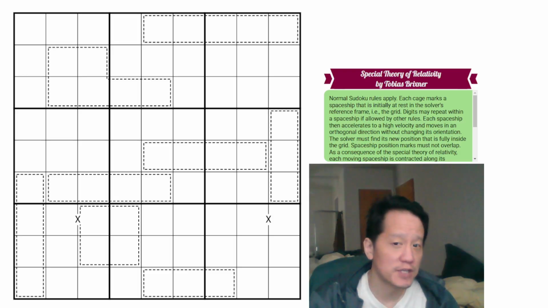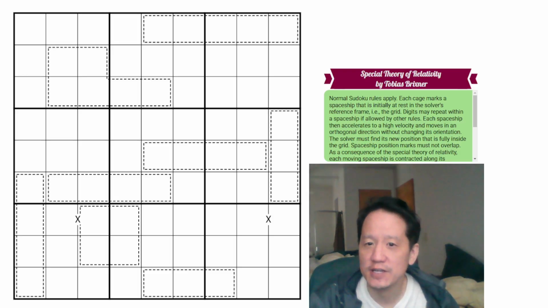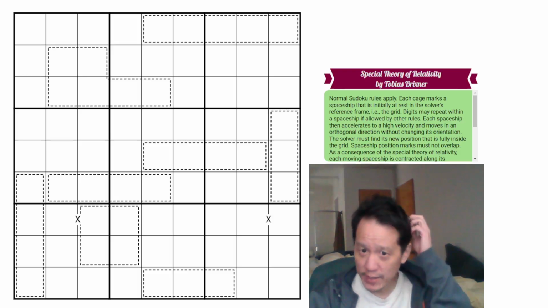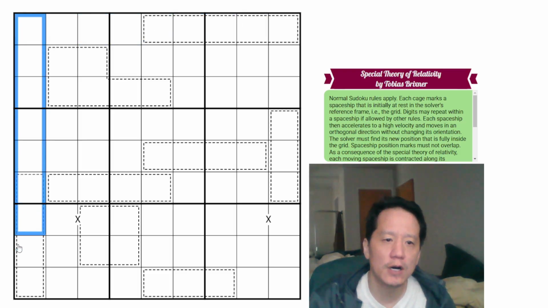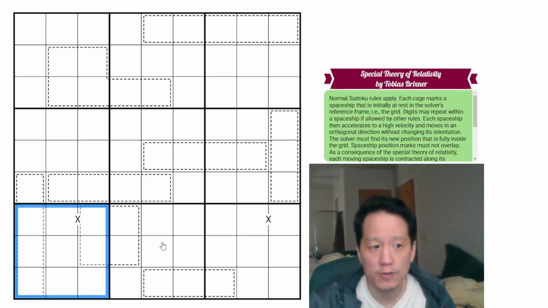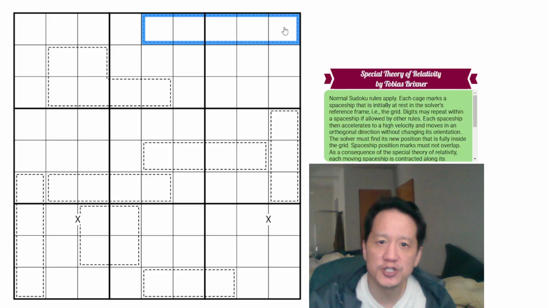And it's called The Special Theory of Relativity by Tobias Brixner. And here are the rules. Normal Sudoku rules apply, which means fill every row, column, and box with the digits 1 through 9 without repeats. Each cage marks a spaceship that is initially at rest in the solver's reference frame. That is the grid.